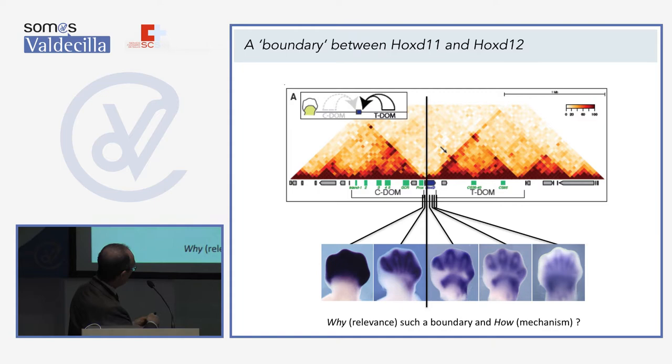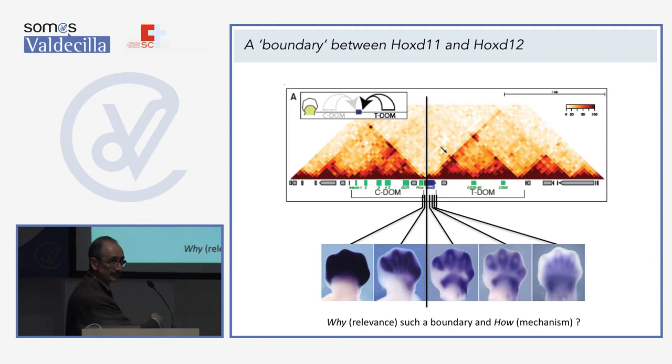If you look at the exact position of this boundary, you find it right between gene number 11 and gene number 12. That is, between all the genes that work in the forearm and the two genes that work in the hand. You see? Forearm, forearm, forearm. No forearm, no forearm. So this boundary seems to be there in a way to prevent these enhancers to cross and touch these genes.